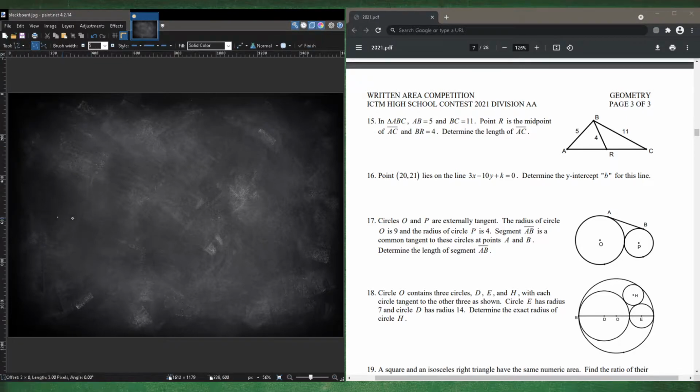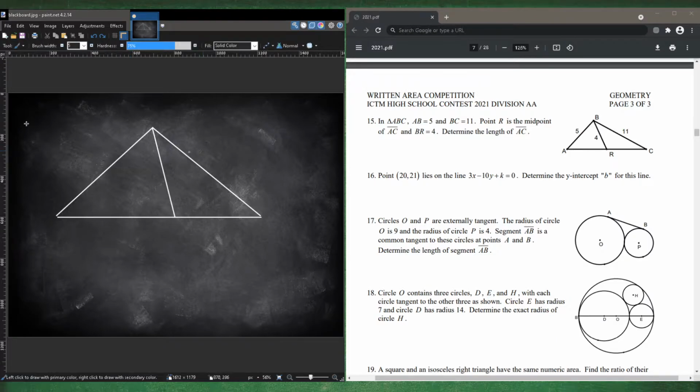Okay, so let's just redraw this picture. So they said this is 5, this is 4, this is 11, and this is a midpoint, so that means this length is x and this length is x. Now we just need to find the length of this entire thing, so x plus x is 2x. So whatever our x is, we just need to multiply by 2.